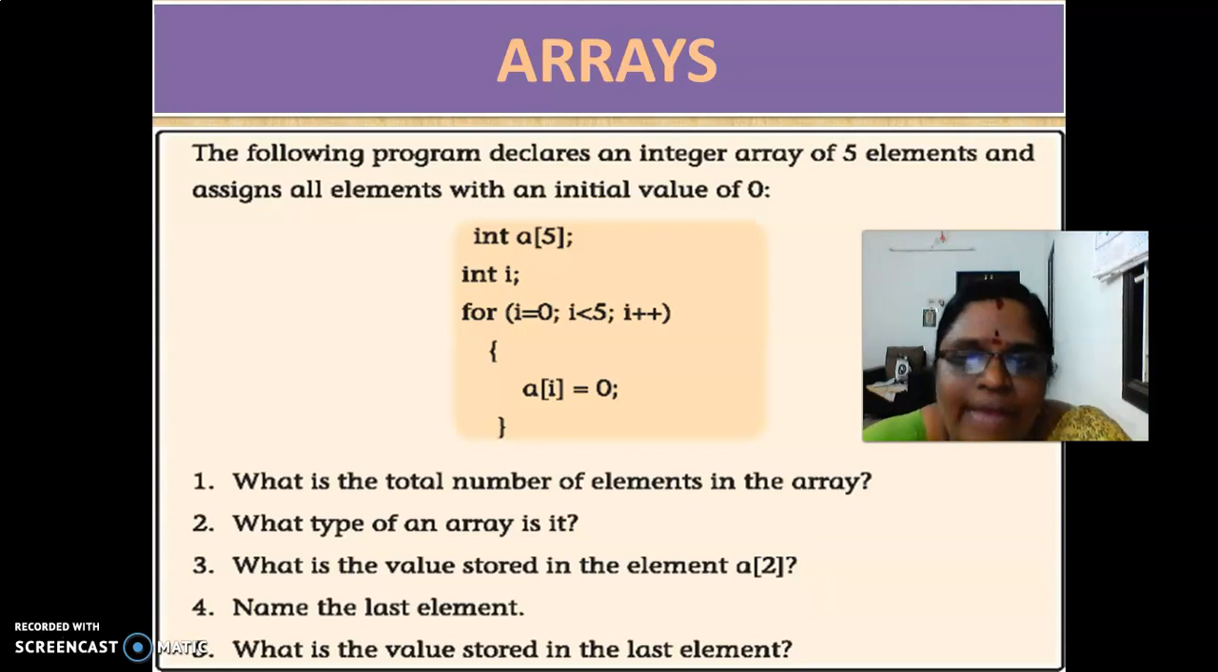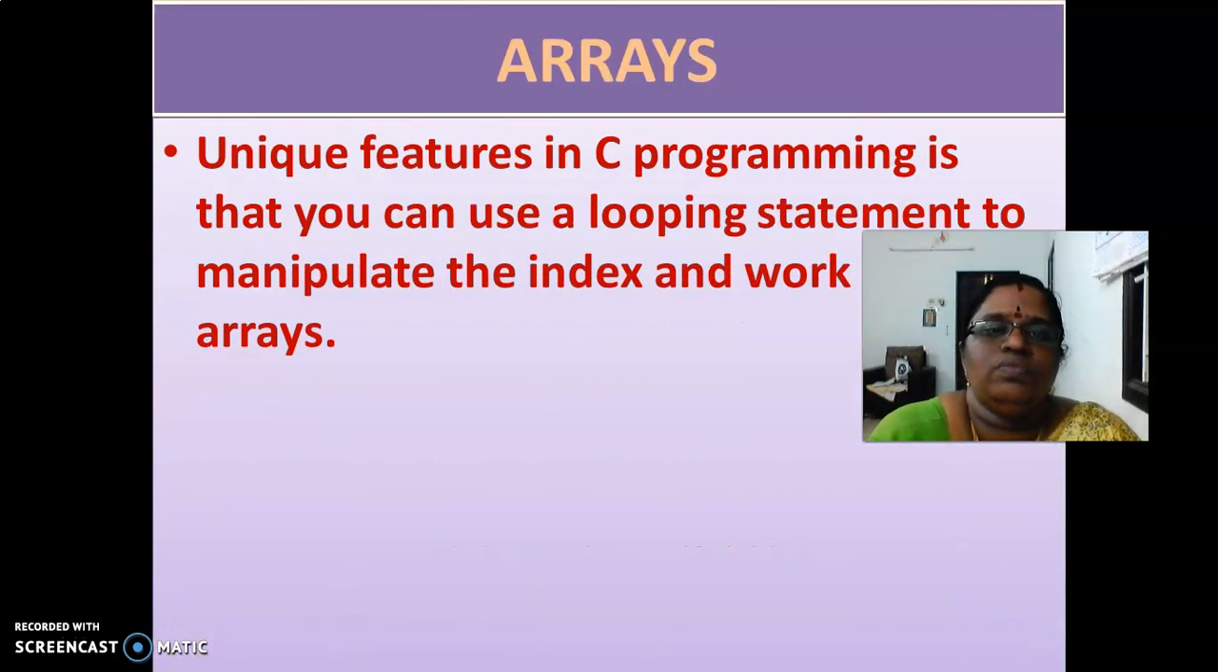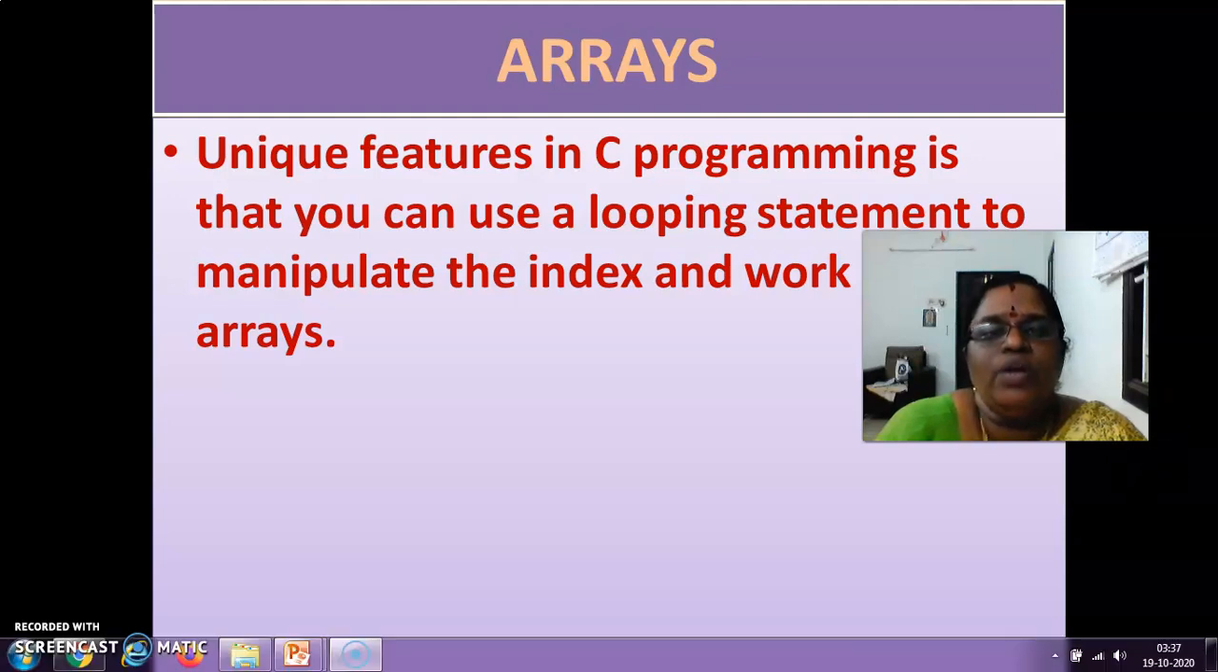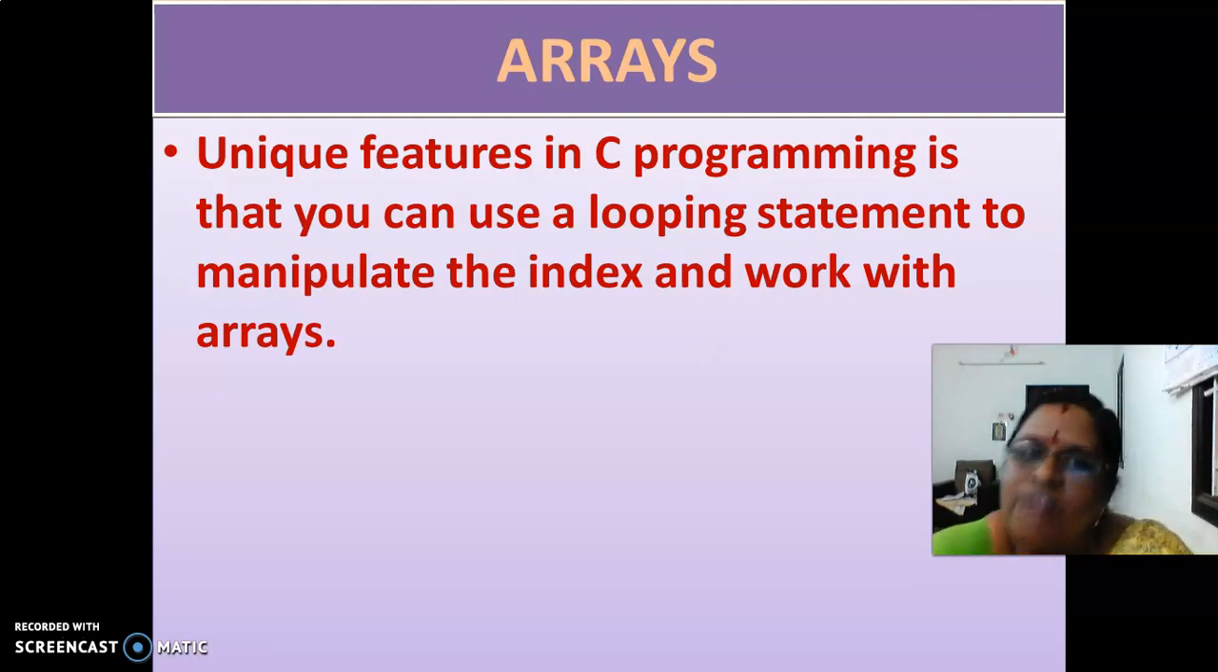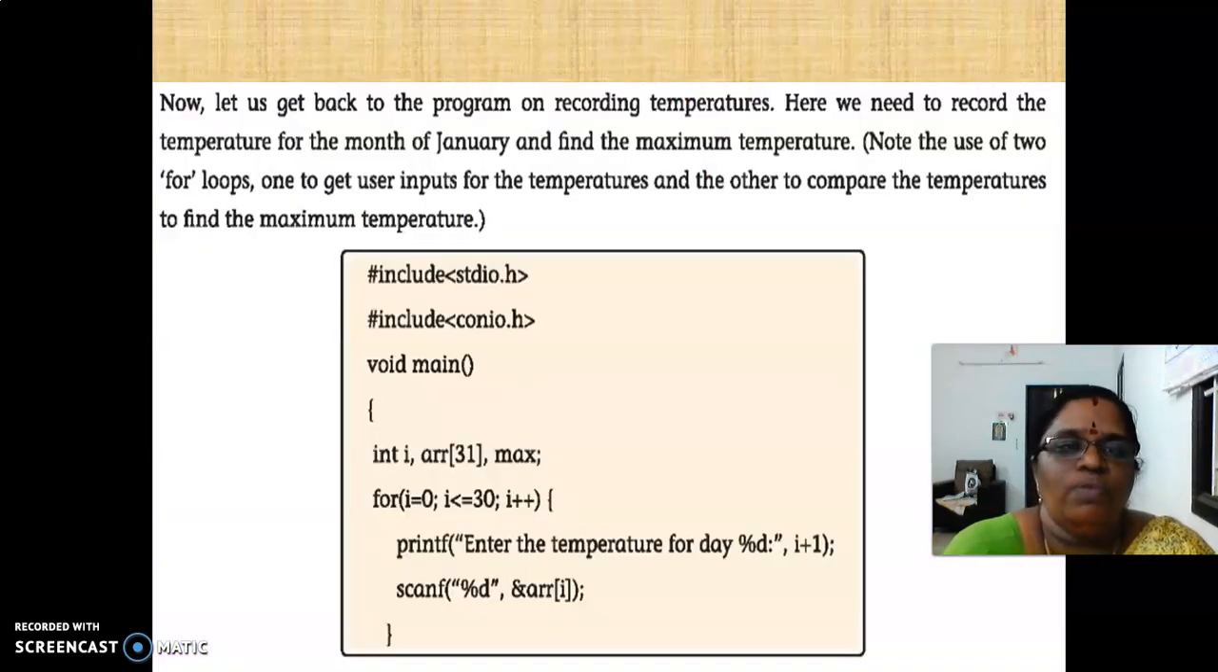We'll see after completing this array. We will type and see what is happening. Okay? The next one is a unique feature in C programming: you can use the looping statement to manipulate the index. While seeing the program itself, you could have seen we are using the for loop only, and the array index has been used, right? So you can use the looping statement to manipulate the index and work with the arrays.